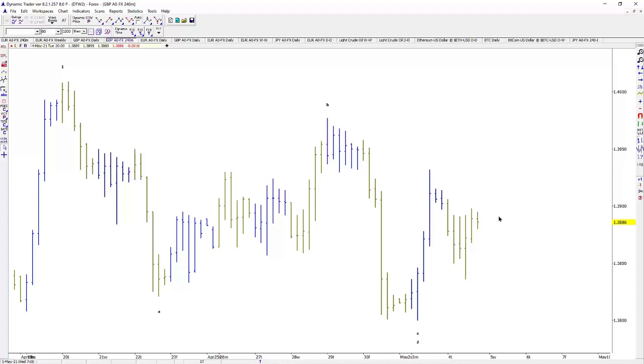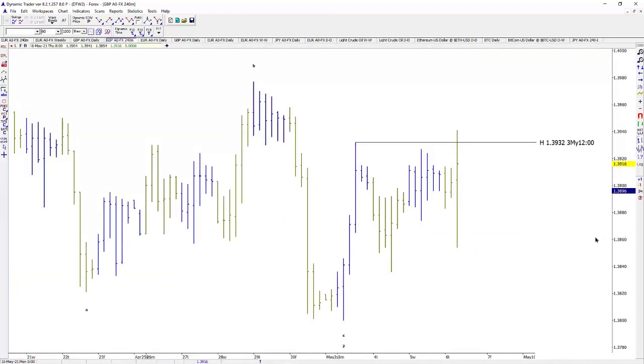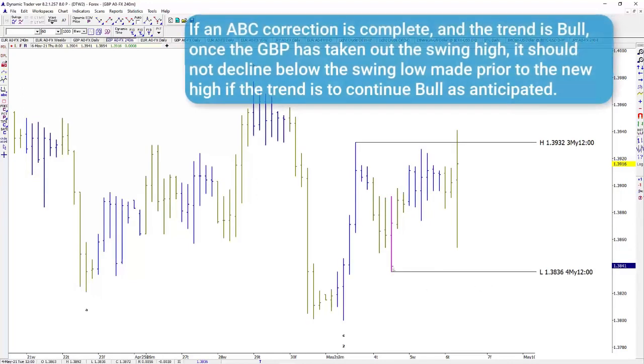So let's add some data onto this chart. So far, it's not going much of anywhere. There we go. As of the last bar in the chart, it looks like we've taken out that swing high. We have, by quite a few pips. So this would be a go long signal, with the stop no further than below this swing low.